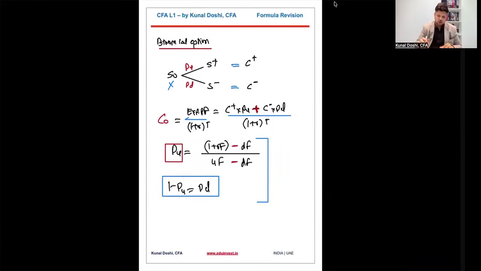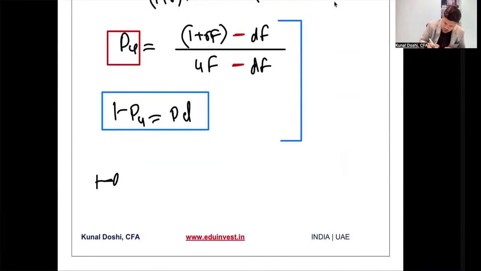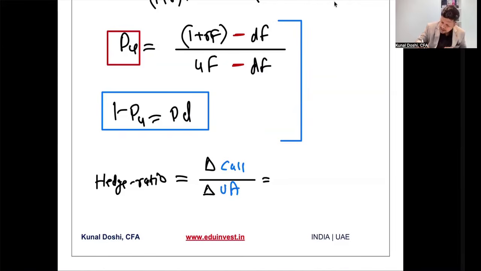And then finally, hedge ratio. What is the use and what is the formula? First of all, hedge ratio is nothing but the change in the option due to the change in the underlying. So we write, let's say, change in the call due to the change in the underlying asset. For example, the increase and decrease in the call divided by the increase and decrease in the stock price. So when the stock price goes up and when it goes down, the difference between both, that range, is called the hedge ratio.